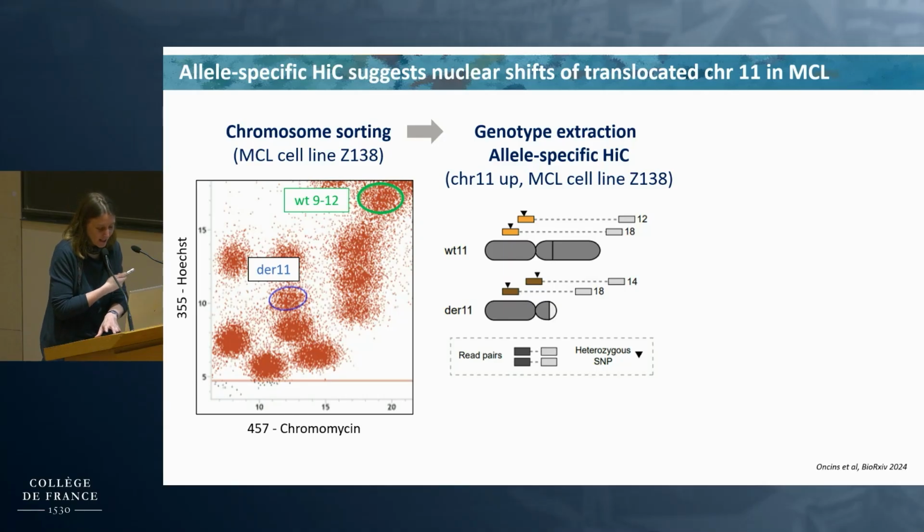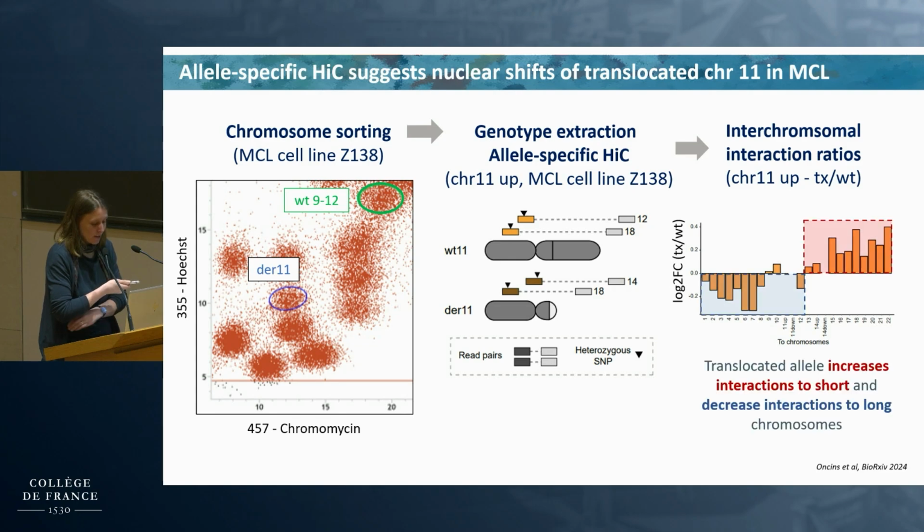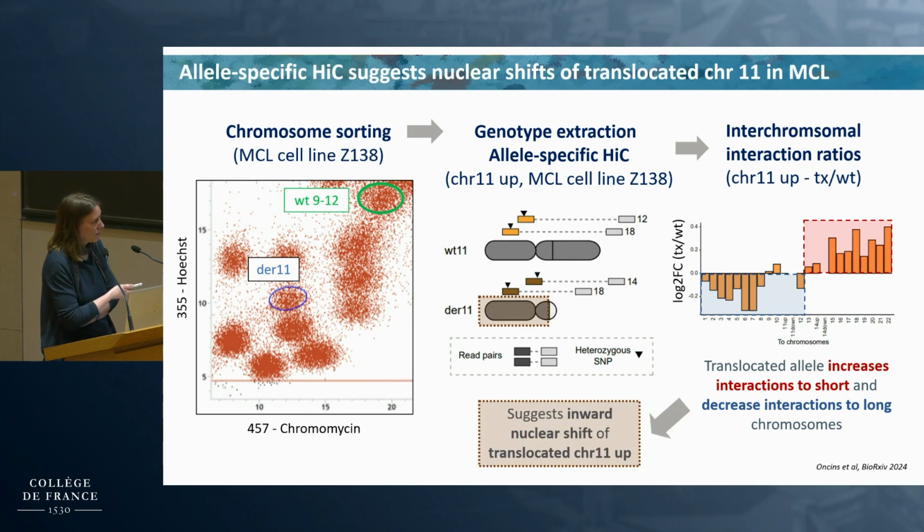Then we repeated our Hi-C analysis, and we see this pattern, in which we plotted the fold change of interactions from the translocated allele over the wild-type allele. And what you see is that the translocated allele loses interactions to long chromosomes and increases interactions to short chromosomes, because these are the short chromosomes and these are the long ones. So this suggests that this chromosome undergoes an inward shift towards more interactions with the small chromosomes.